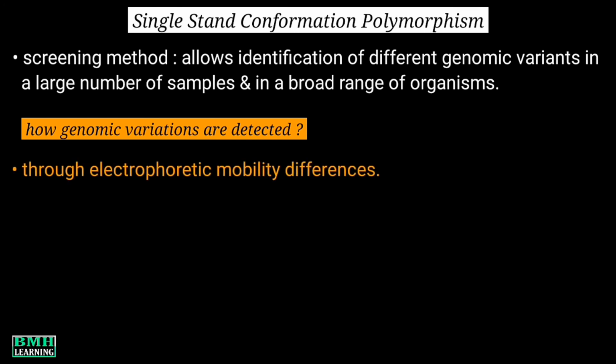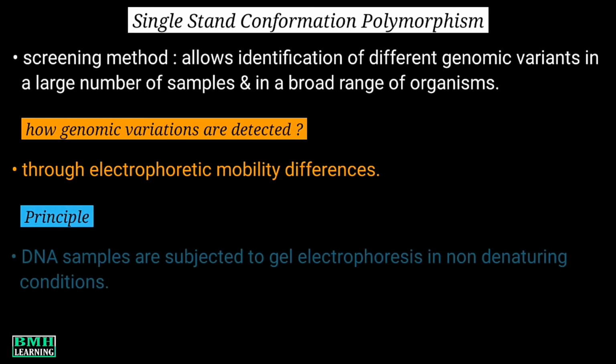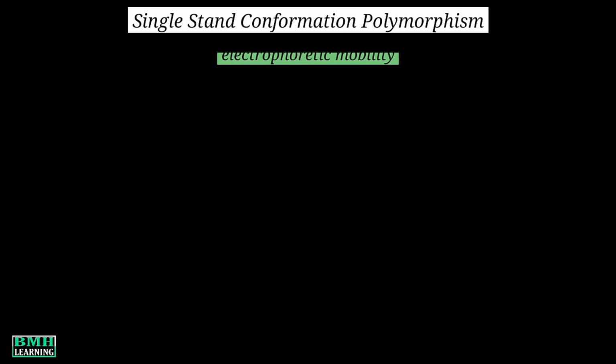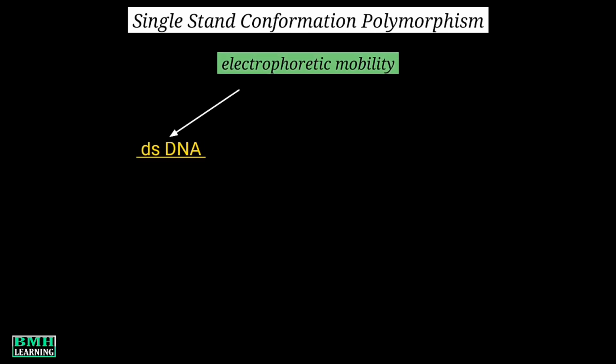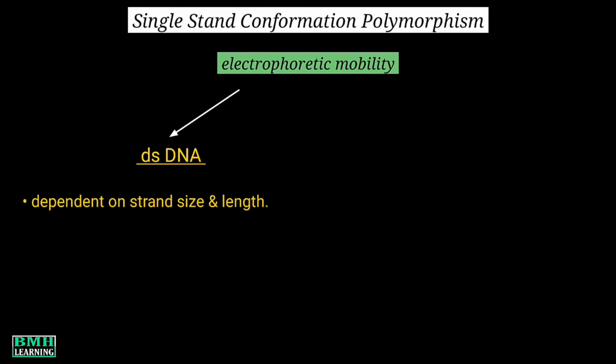So SSCP analysis detects sequence variations, or importantly mutations, through electrophoretic mobility differences. What does it imply? So basically, the principle is that the DNA samples are subjected to gel electrophoresis in non-denaturing conditions. The electrophoretic mobility of double-stranded DNA in gel is dependent on strand size and length, but is relatively independent of the particular nucleotide sequence.